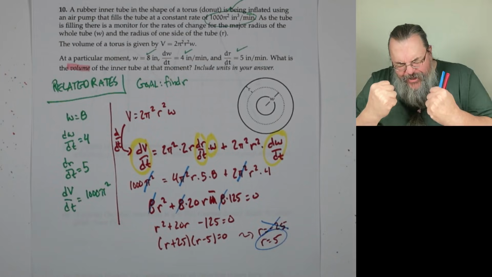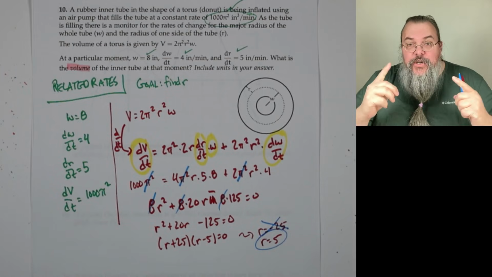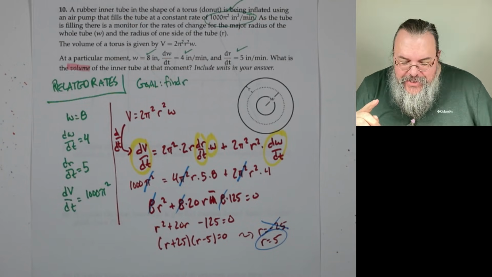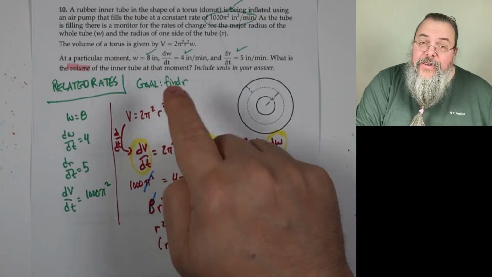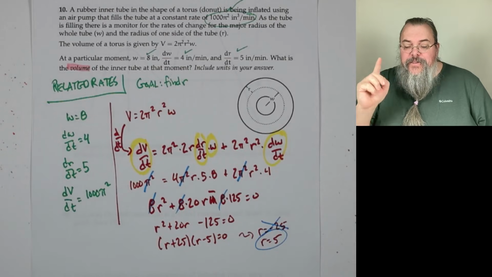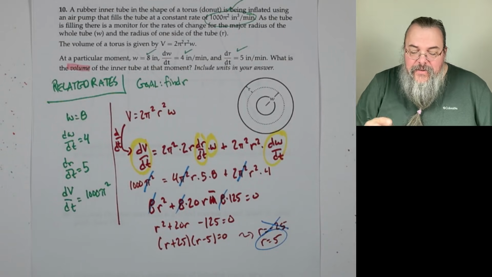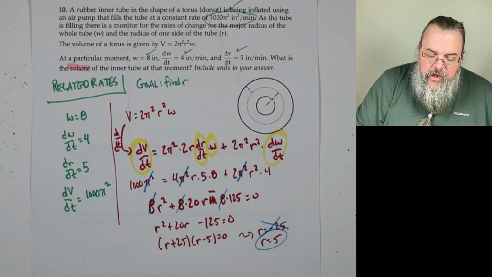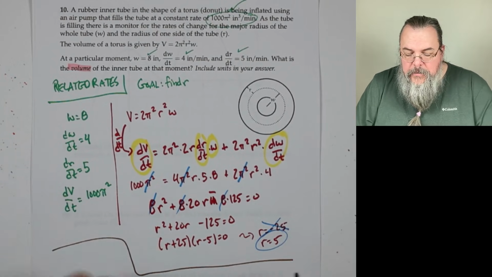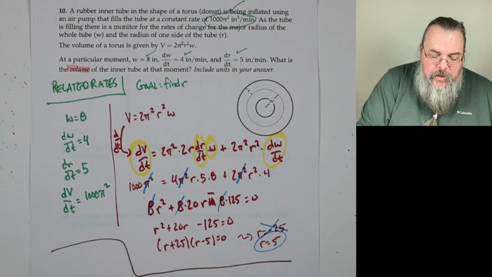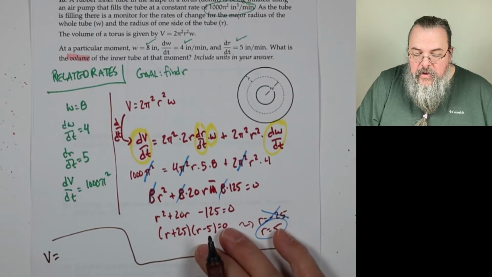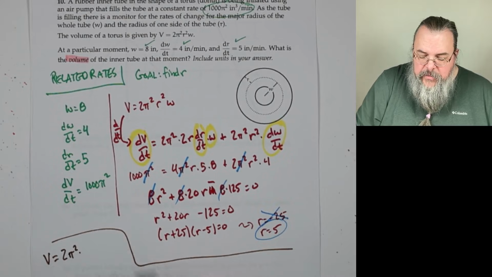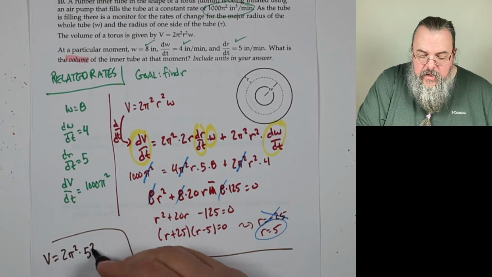Yes! Are we done? No. What? I thought we were celebrating. Yes, we are celebrating because we had a goal. The goal was to find r. But what does the problem ask us? It says, find the volume. Now, with our value for r, we can say, look, volume is 2 pi squared times r squared times w.